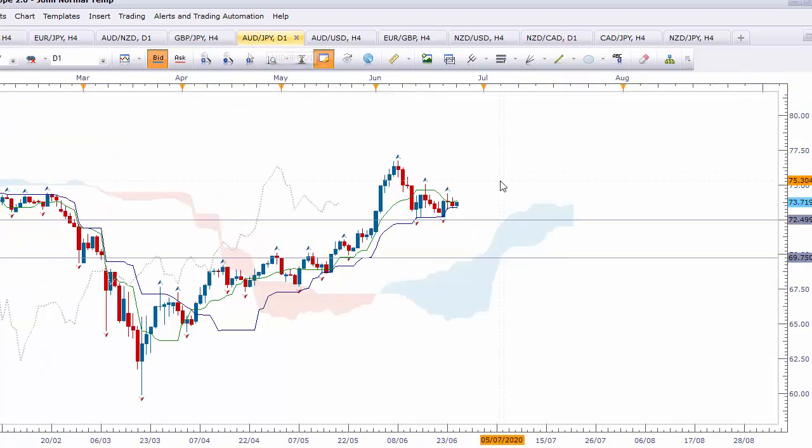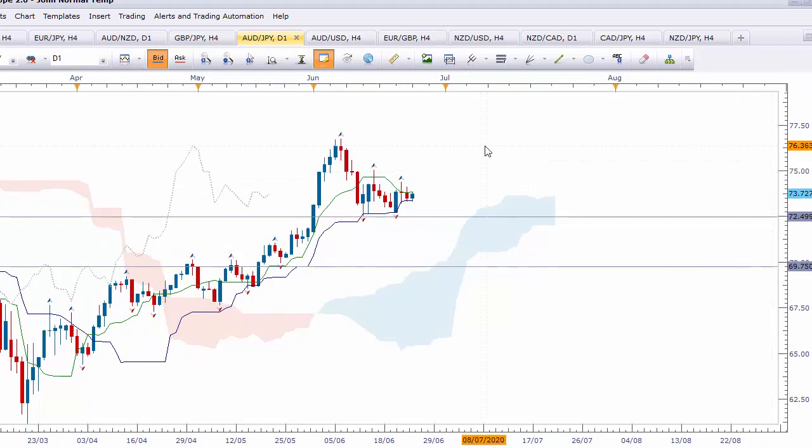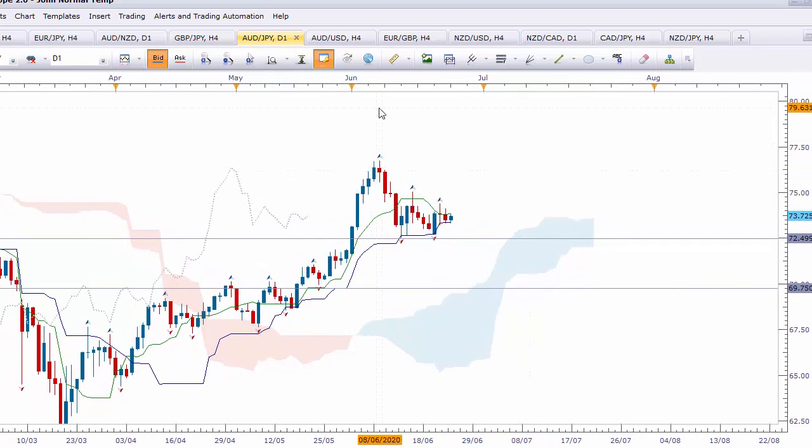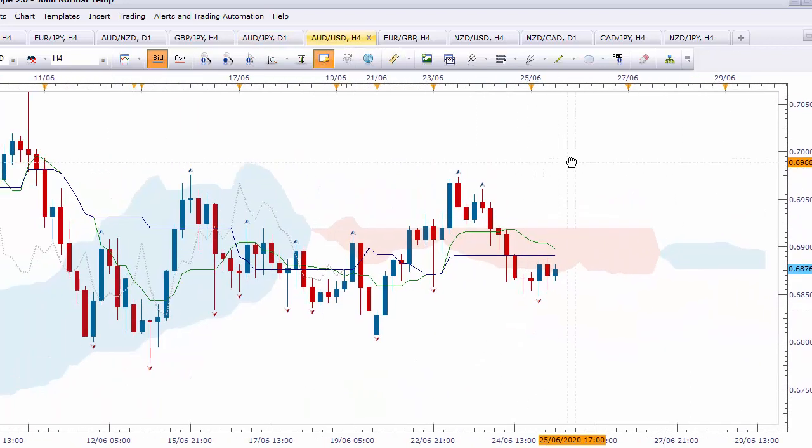But most of the time there'll be no setup, indecision, and things like that. Aussie USD. Again, we've got 5 candles here, and it's not even moved. It's virtually at the same level, give or take 5 pips or whatever, on the H4 as it was five candles back.